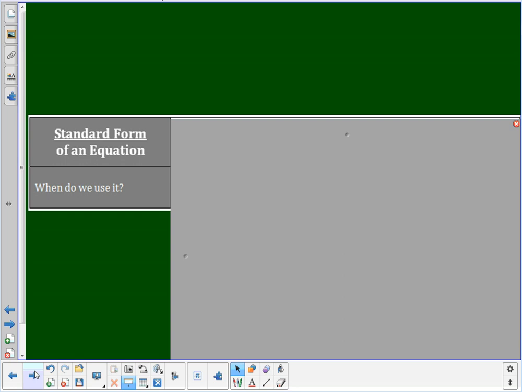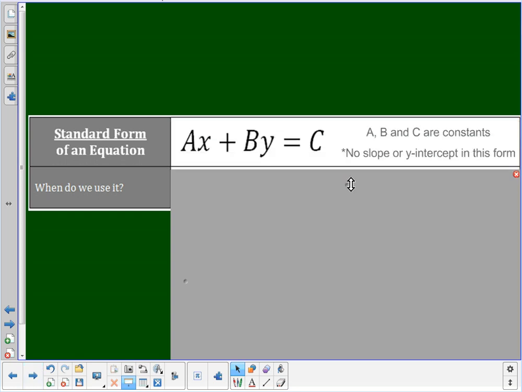Now that term is kind of deceiving because when you think standard form, you think that it's the one that you use all the time. Well, that's not necessarily the case here. So standard form of an equation looks like this: ax plus by is equal to c. So a, b, and c are just numbers, they're constants. And what happens in standard form is that you have the x term and the y term together on one side of the equation, and on the other side of the equation you have the constant that's alone.